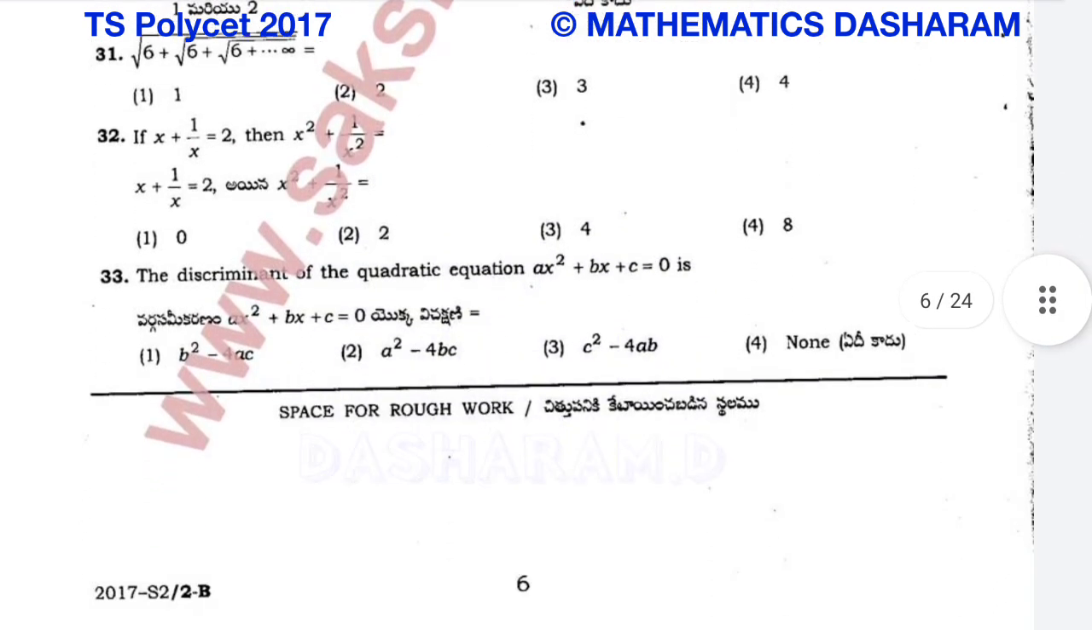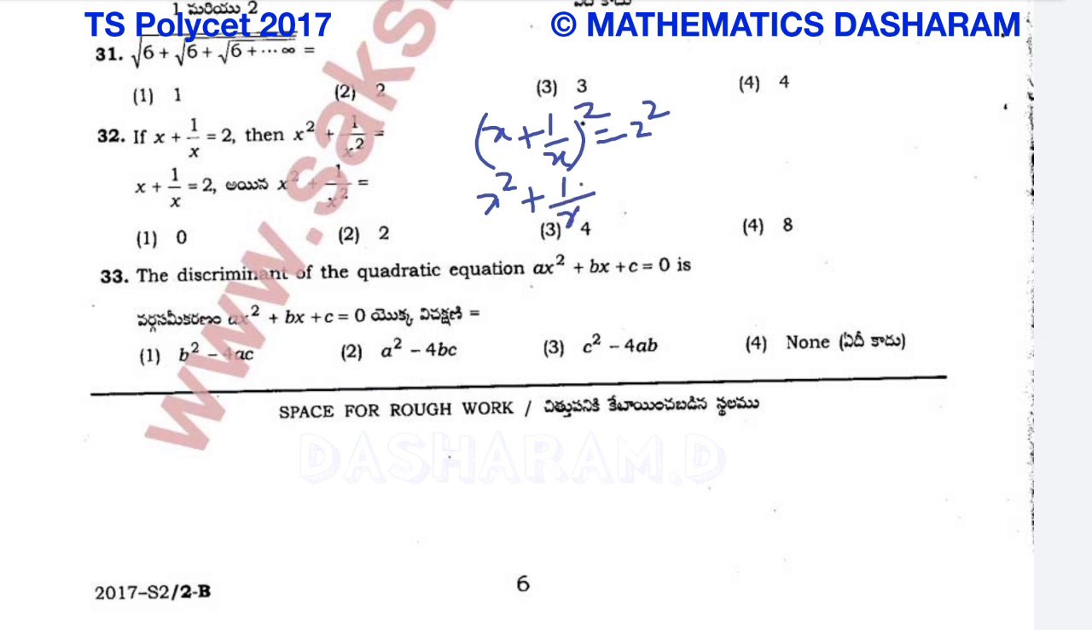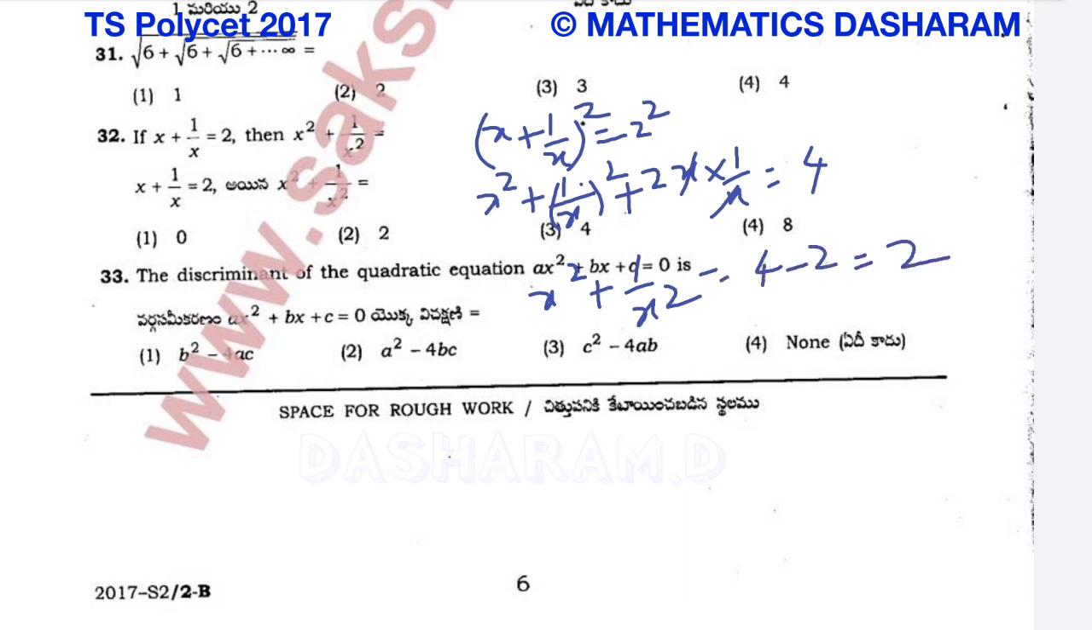Next, the 32nd question: x plus 1 by x equal to 2, then x square plus 1 by x square equal to how much? So here given that x plus 1 by x equal to 2, so do square on both sides. Using the a plus b whole square formula, a square plus b square plus 2ab, 2 into x into 1 by x, and 2 square is 4. Here x cancels, so x square plus 1 by x square, and this 2 transposes to the RHS, so 4 minus 2 is equal to 2. So here option 2 is correct.